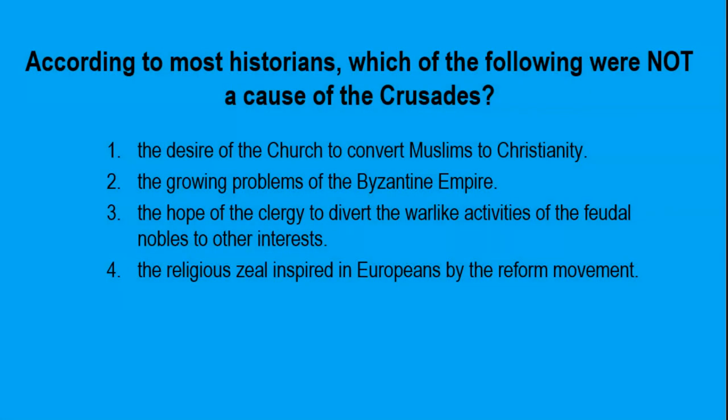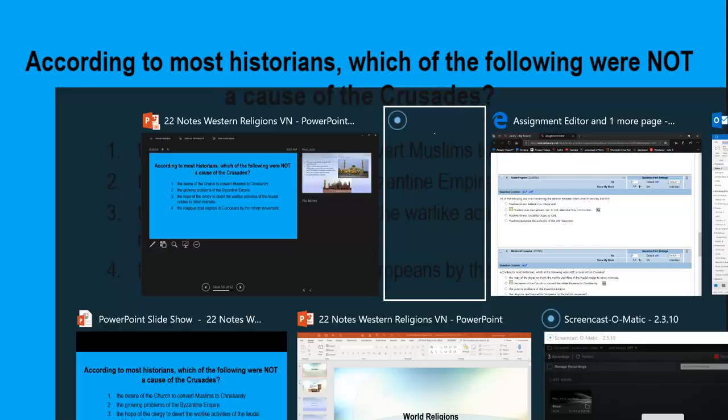All right, according to most historians, which of the following were not a cause of the Crusades? The desire of the Church to convert Muslims to Christianity, the growing problems of the Byzantine Empire, the hope of the clergy to divert the warlike activities of the feudal nobles to other interests, or the religious zeal inspired in Europeans by the Reform movement.